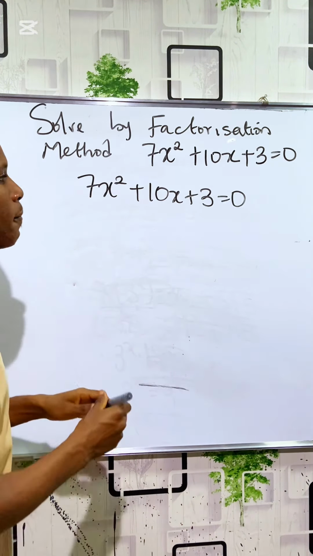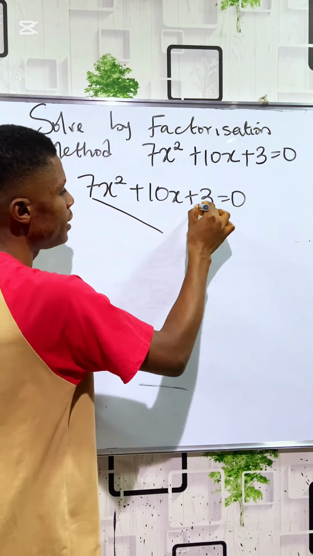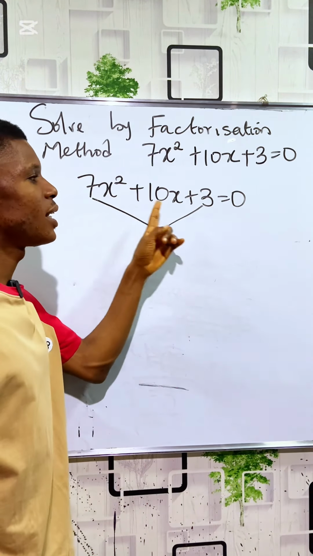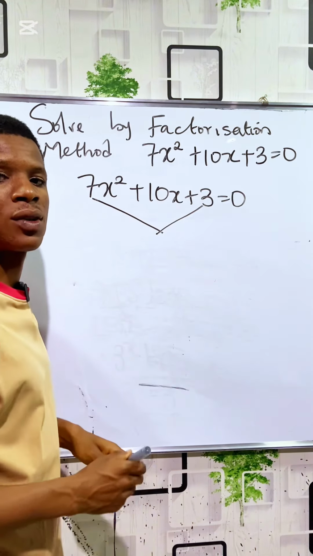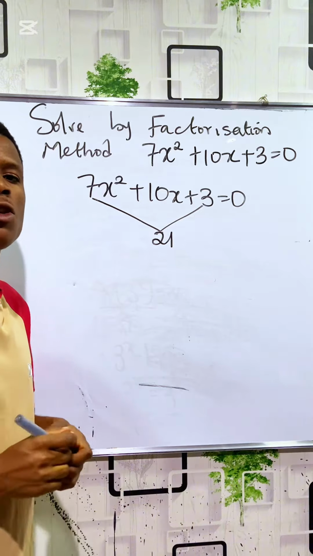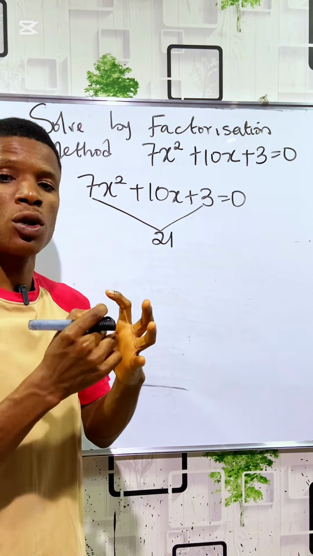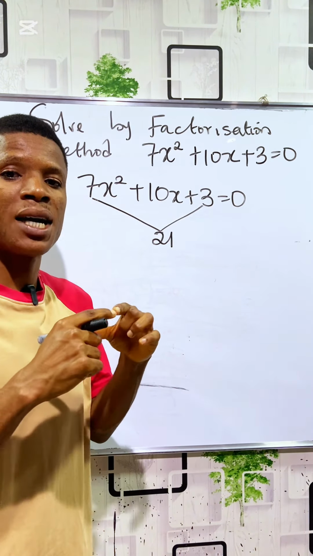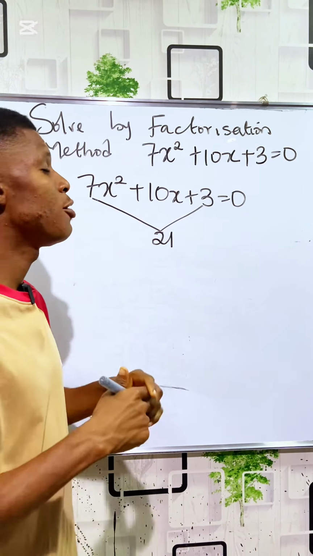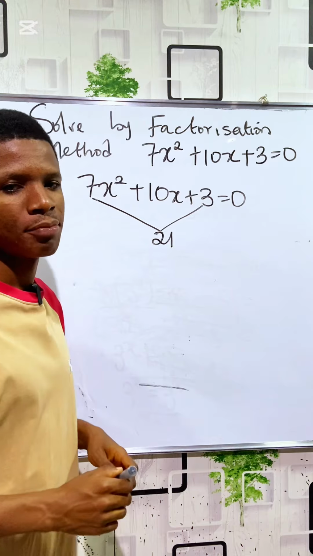We have 7. You have to multiply the leading coefficient by the last term. The leading coefficient is 7, the last term is 3. So 7 times 3 is 21. Then the next thing is to think of two numbers that, when you multiply them together, you get 21, and if you add them together, you get the middle term 10.